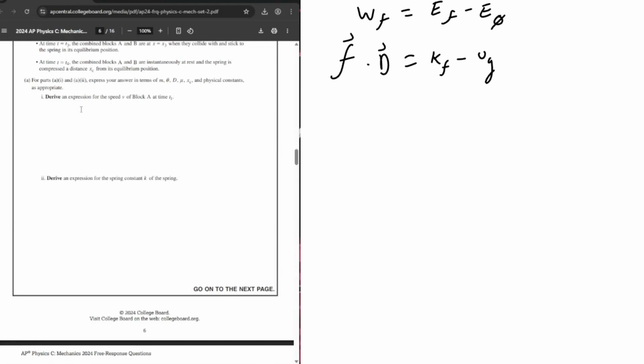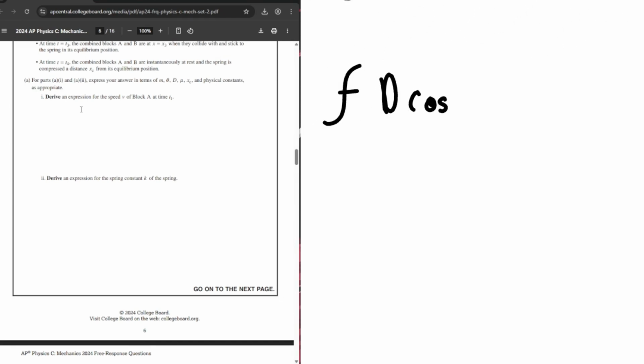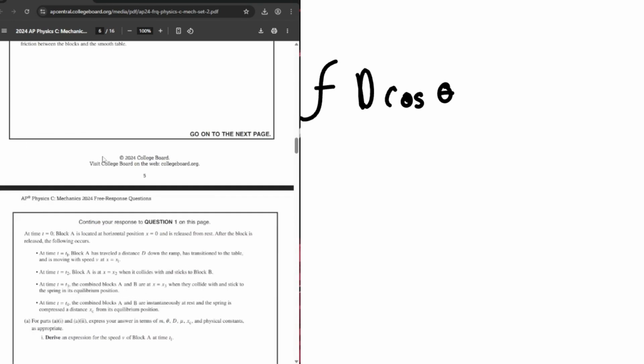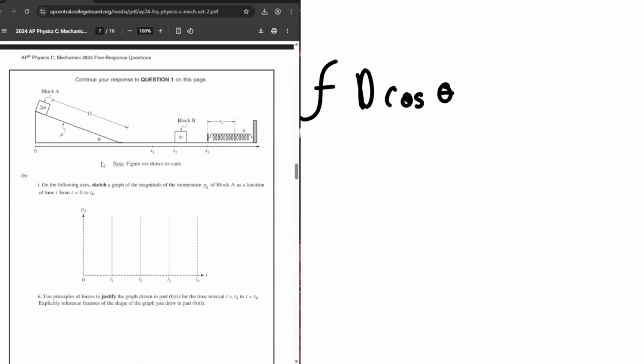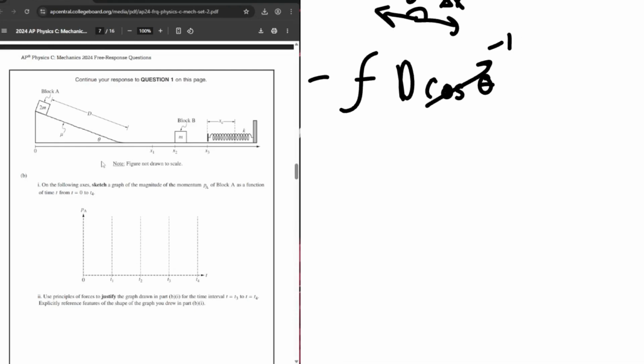So now we need to think. The dot product is going to give us F d cos theta, where F is the force of friction, and theta is not this theta, not this one. In this instance, theta is the angle between the two vectors. Because friction acts this way, but our displacement is this way, the angle is 180, and cosine of 180 is -1, right? So I'm going to write -1. This is actually negative F d.